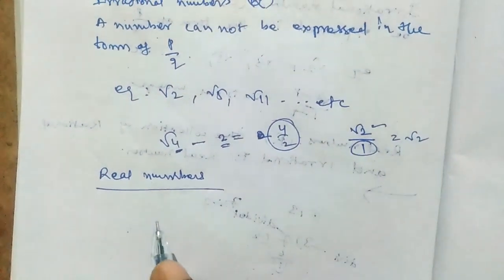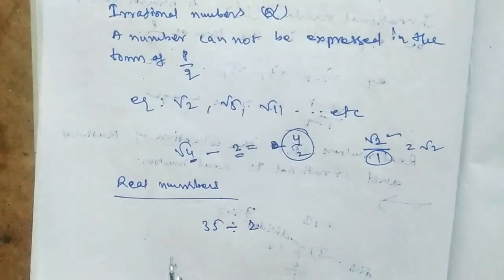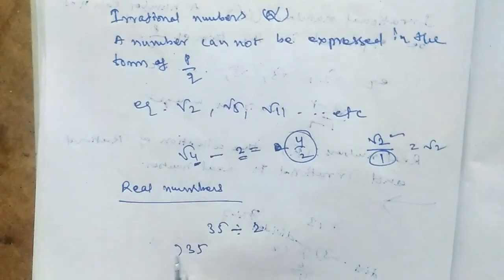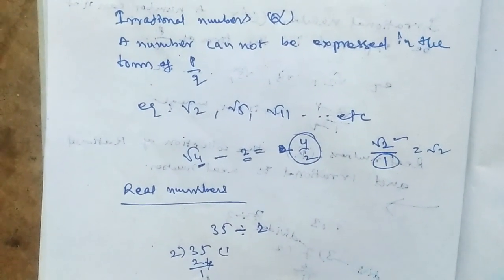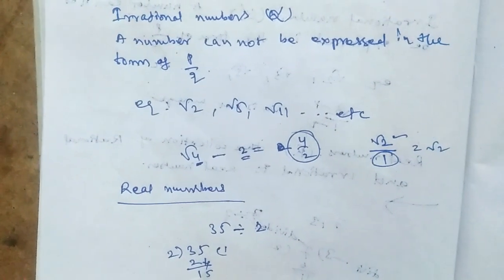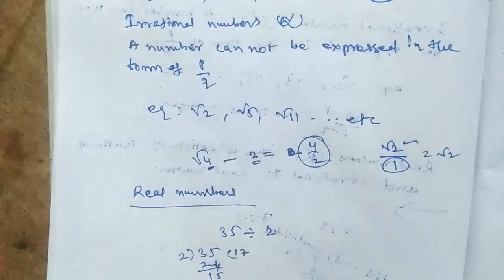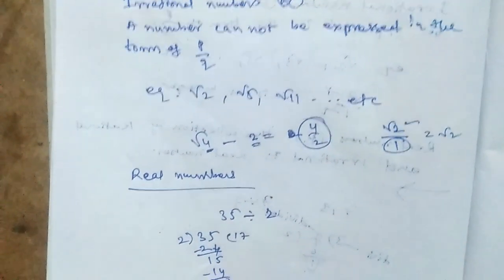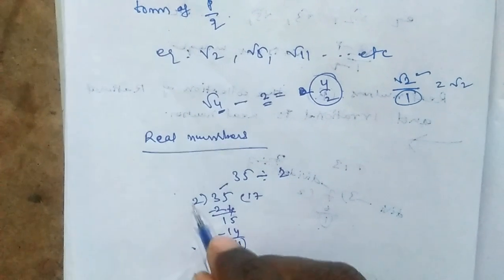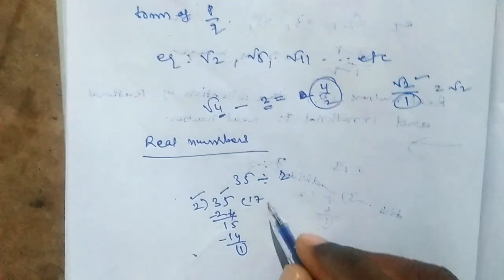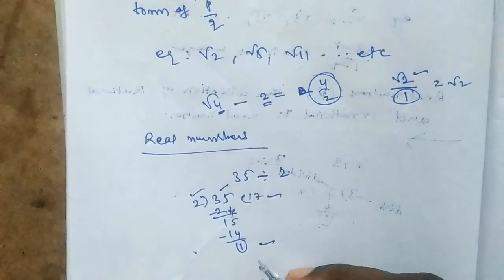I take 35 divided by 2, so I am going to do the division. 2 ones are 2, 1 leaves and 5 comes down, so 15. 7, 2 sevens are 14. Remainder is 1. We know the names of these: 35 is the dividend, 2 is the divisor, 17 is the quotient, and 1 is the remainder.